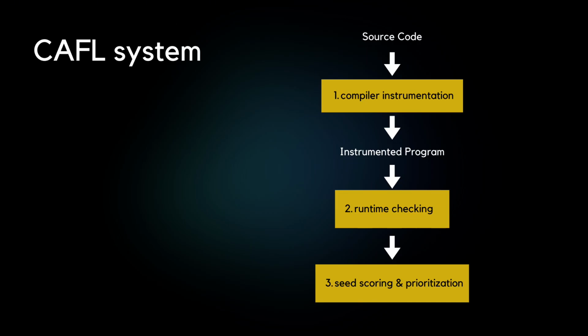And then third is seed scoring and prioritization. So based on the collected information, the fuzzer assigns scores to inputs depending on how close they are to satisfying the constraint sequence. And then with this, the scoring mechanism determines which inputs will be mutated and explored next. This architecture allows CAFL to integrate constraint reasoning into a Greybox fuzzing framework.